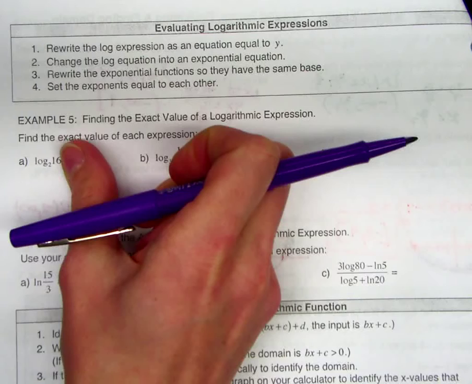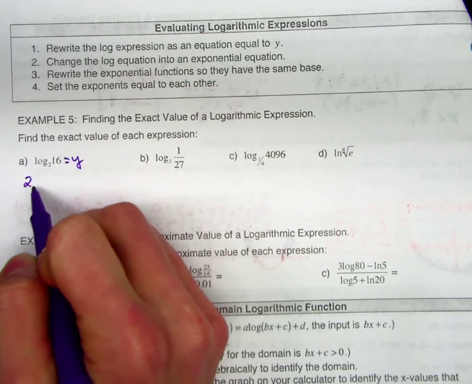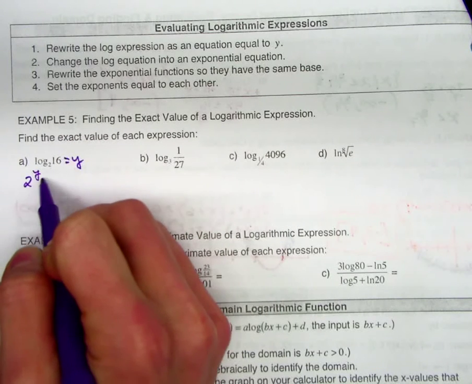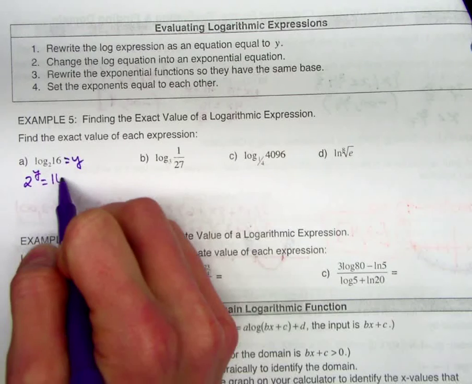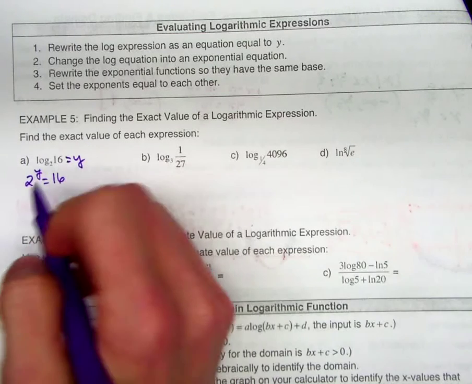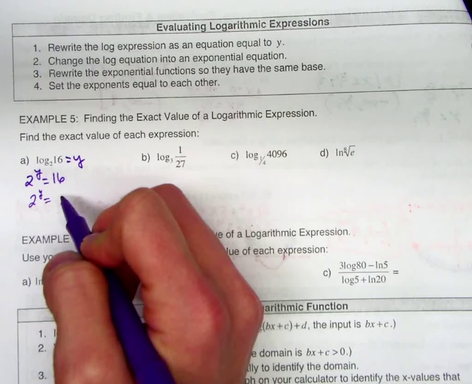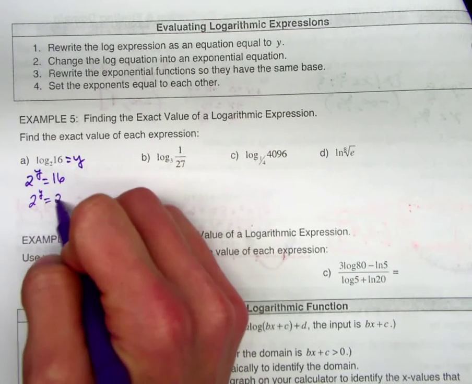However, if we change forms, what's the base here? 2. What's the exponent? y. And then it equals 16. Now 16 can be written as a number as a base to an exponent. Do you guys know what that is? 16 is what to what power? 2 to the 4th.